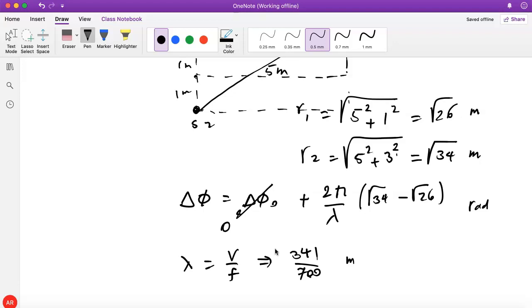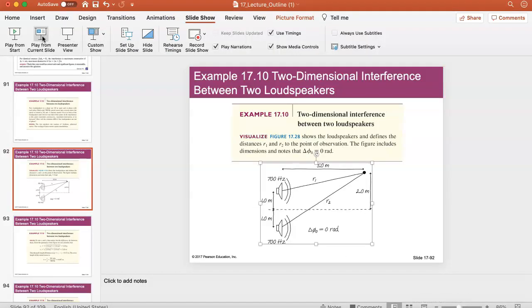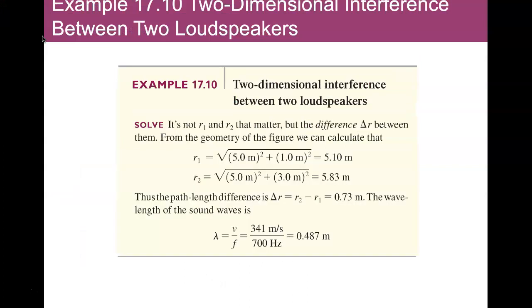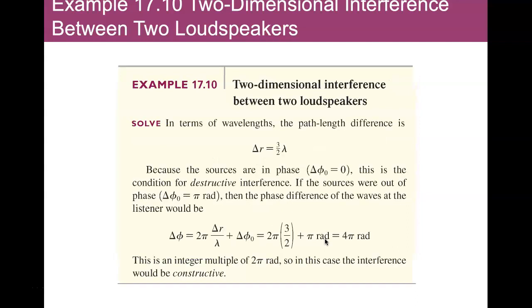Okay, so if we just find that number and see what it is, then we can compare it with the criteria for constructive and destructive interference or something in between. So let's go back to the solution and see what those numbers are. All right, so yeah, so that's one is 5.83, 5.10. This is that. Okay, so we just plug in the numbers.